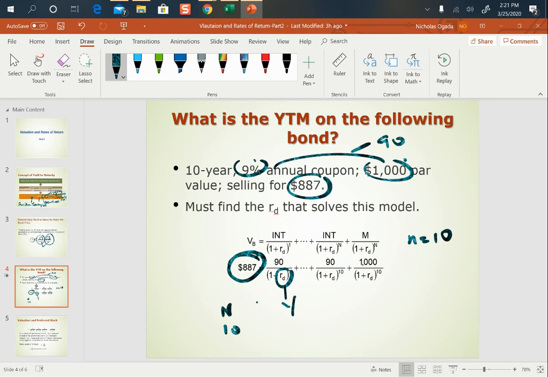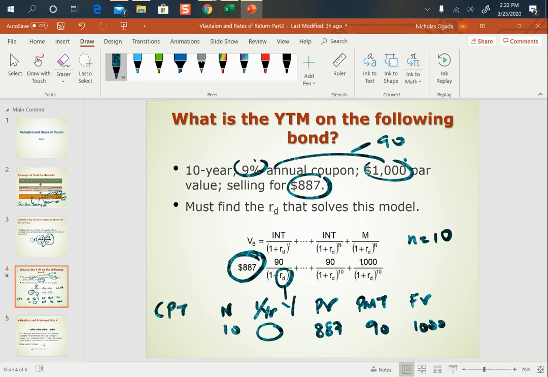So if you use a financial calculator, you'll be able to put in your N, which in this case is 10. You'll insert your rate, which in this case we don't know, so we're going to leave that blank, and we are going to insert our present value, which for us is 887, and then we insert the payment, the PMT, which we know in this case is 90, and then we know the future value of this bond is 1,000. And then of course you ask the calculator to compute the I, and the calculator will give you what your rate is going to be. Again, that's how you can find Y if you're using a financial calculator.